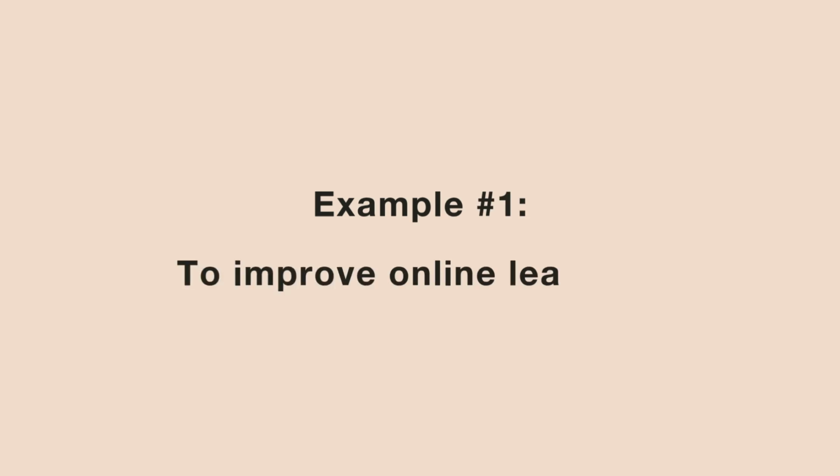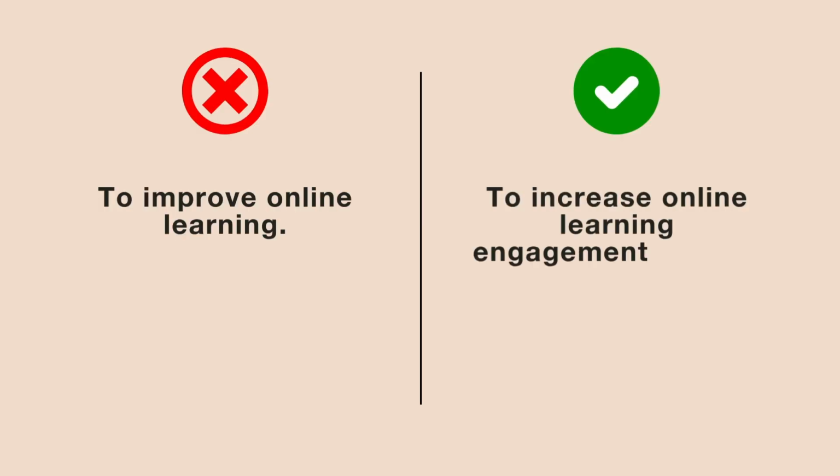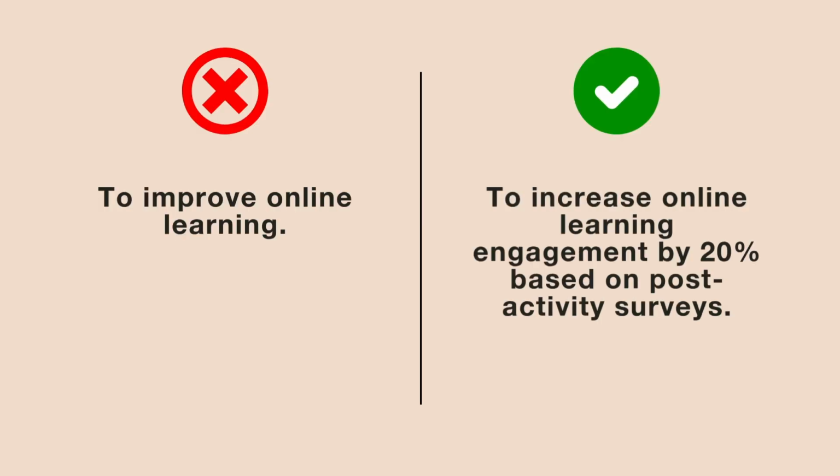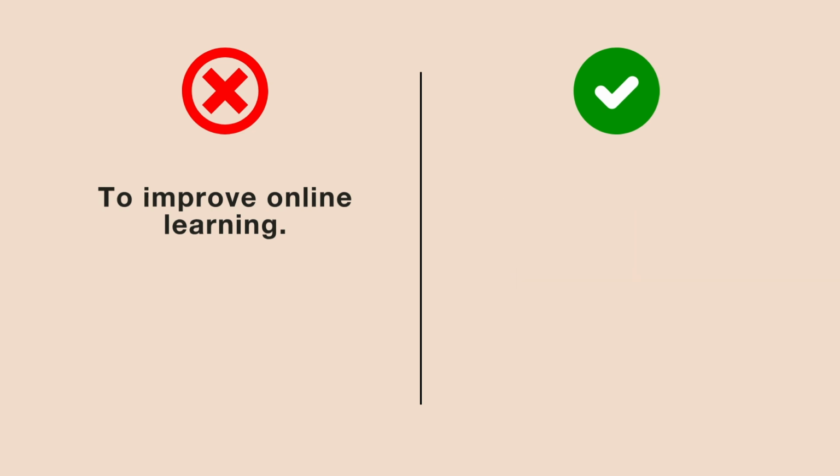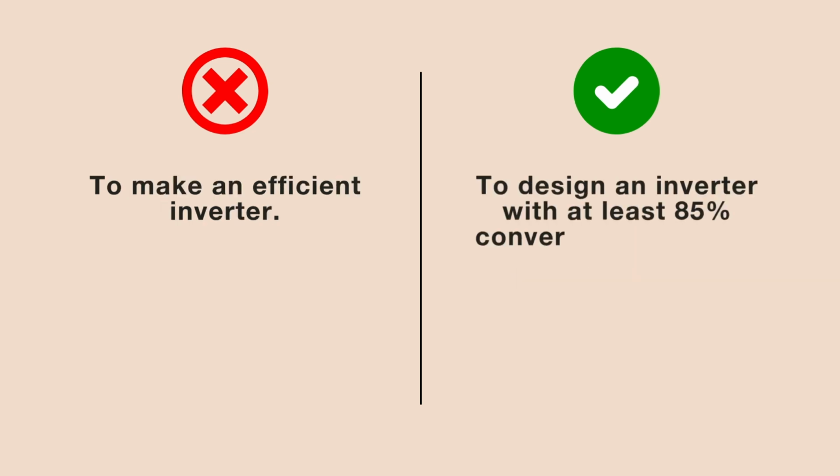For example, to improve online learning or to make an efficient inverter. So these statements are too broad. There's no benchmark or metric to determine success. So to rephrase this, we can say to increase online learning engagement by 20% based on post-activity surveys, or to design an inverter with at least 85% conversion efficiency when tested on a 50-watt load. So these are now quantifiable and testable, which means you can objectively determine whether your goal has been met.